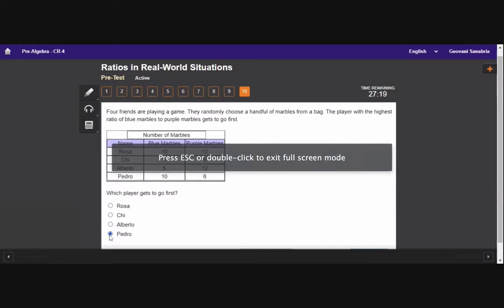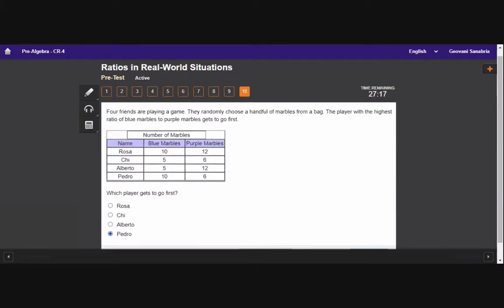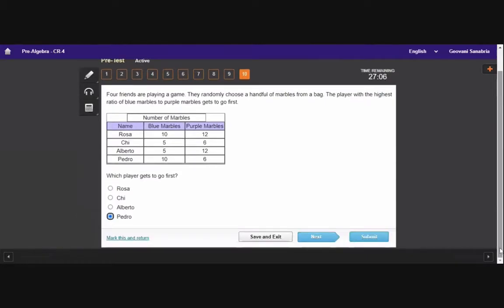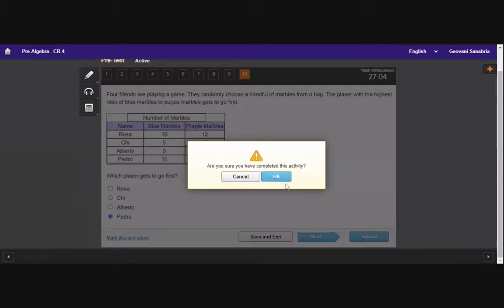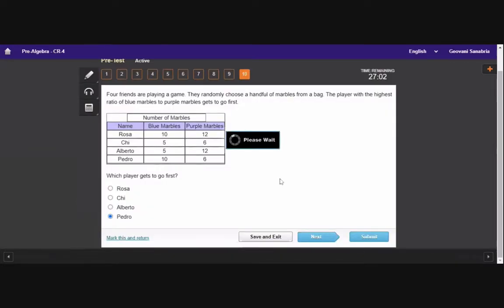Let's see what the next section is. Yeah. See, I'll do it again just to make sure. All right, so this is going to throw us to the next one then.